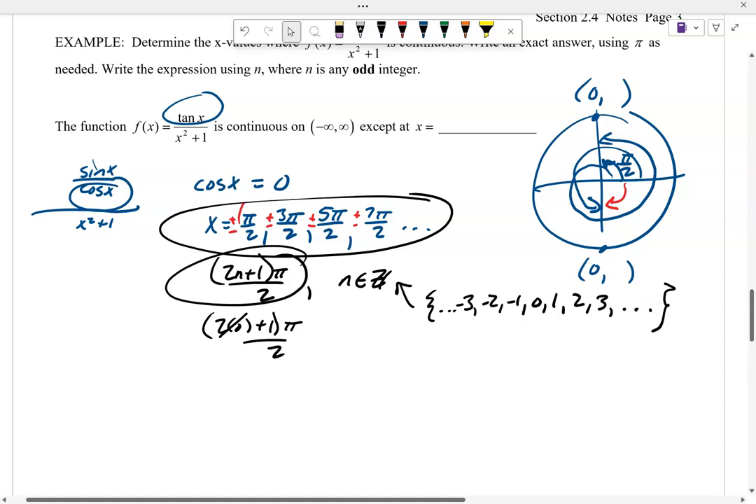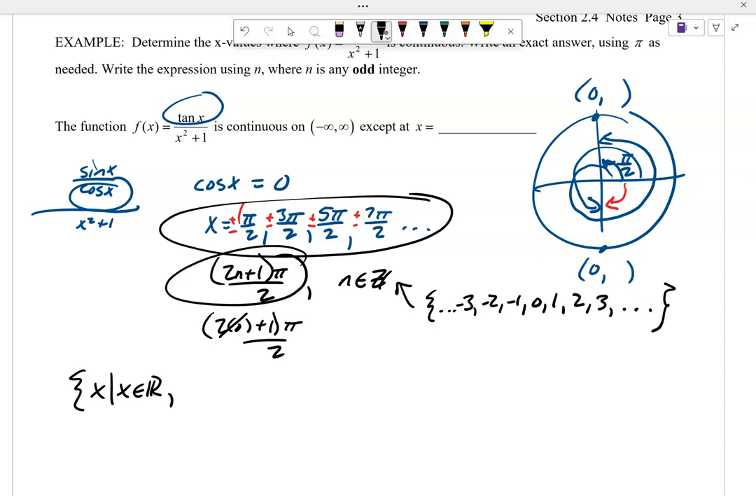And so how do you say that? You say x such that x is all real numbers except x cannot be 2n plus 1 pi over 2, where my n is an integer. That's how you say that.